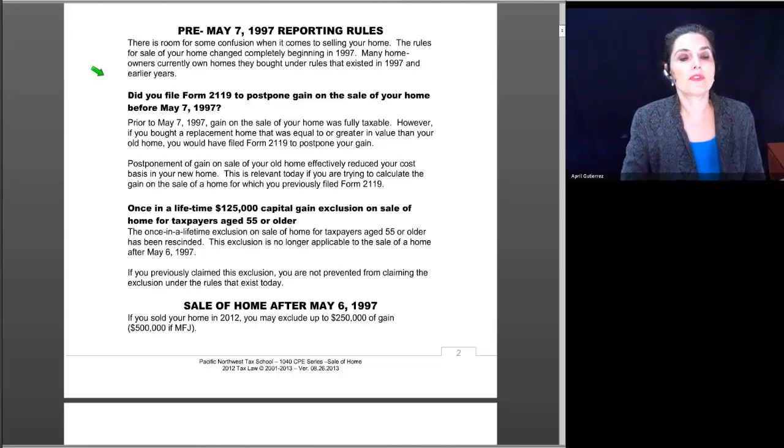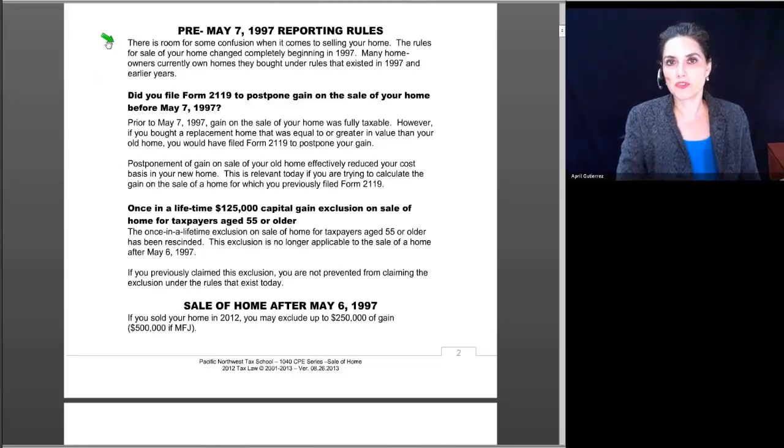So that's going to be the first topic of the day. There is room for some confusion when it comes to selling your home. The rules for sale of your home changed completely beginning in 1997, and many homeowners today currently own homes that they bought under rules that existed in 1997 and earlier years.